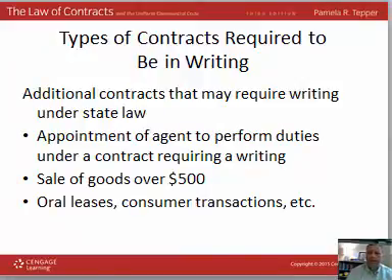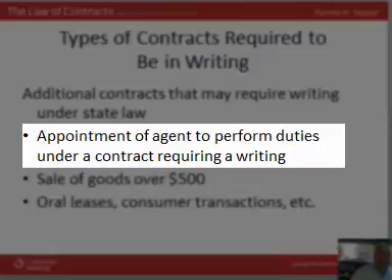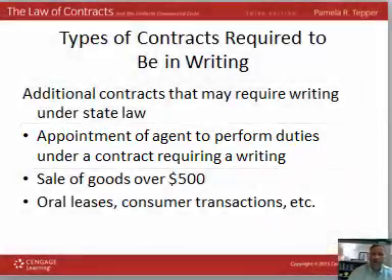Now, some states have additional types of contracts that must be in writing. Very common is that the appointment of an agent to perform duties must be in writing. In other words, if I ask someone to go and sign a document for me, that document is not going to be enforceable unless there's an agreement between myself and the agent giving them the authority to sign on my behalf.